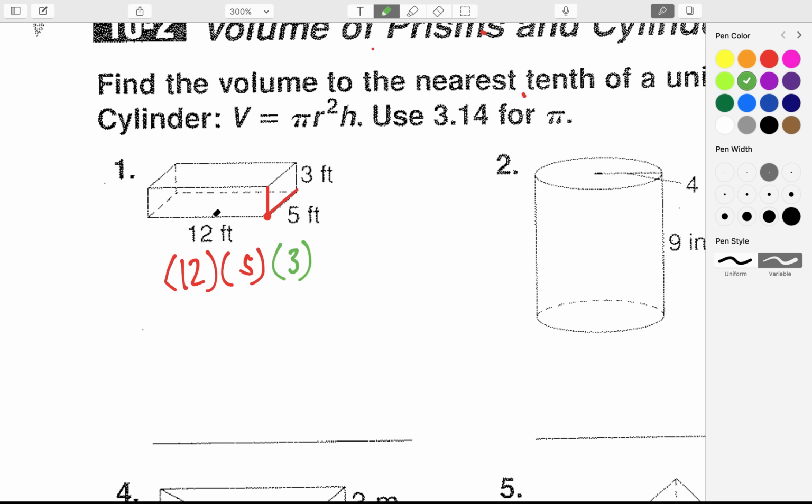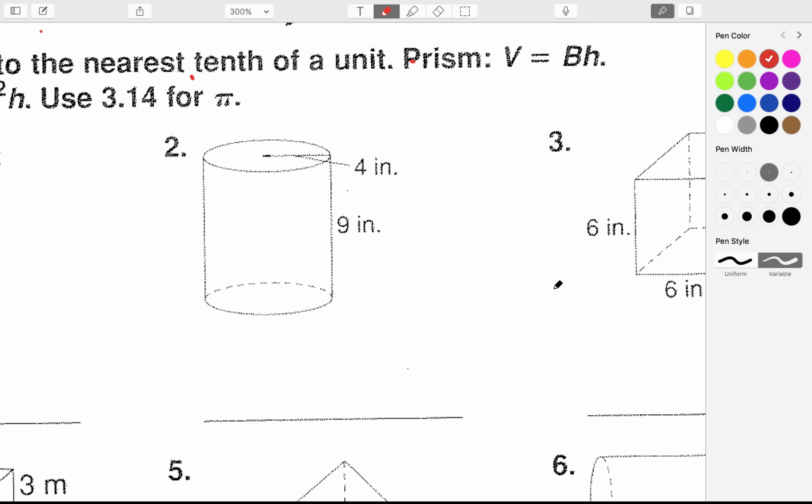So 12 times 5 is the bottom, and then your height. 12 times 5 is going to be 60. Why is the computer going so slow? All right, 60 times 3. 60 times 3 is 180, and that's feet cubed. Let's go to number 2.